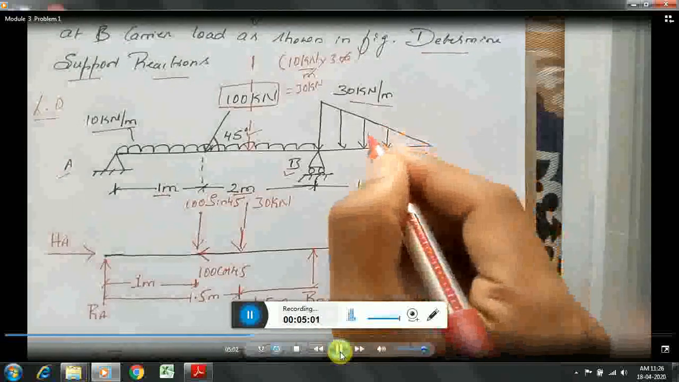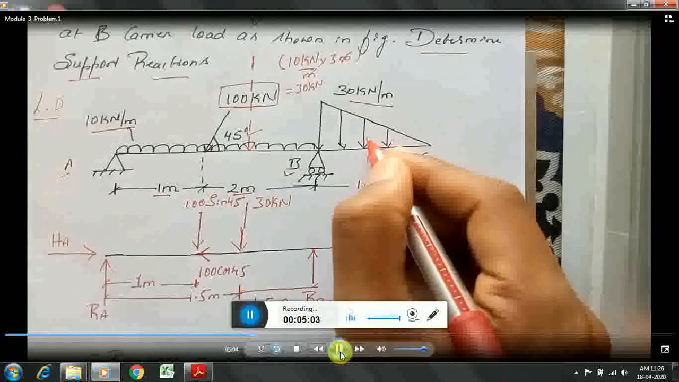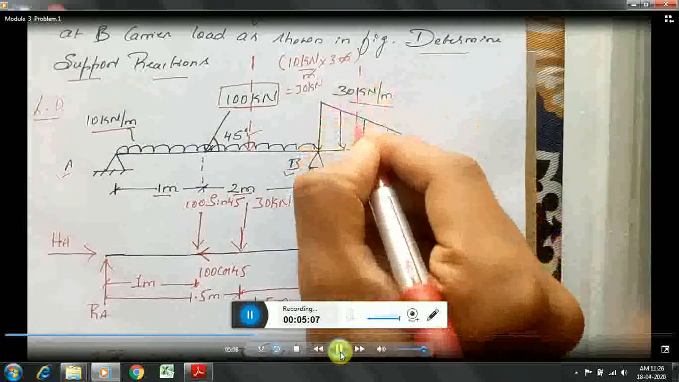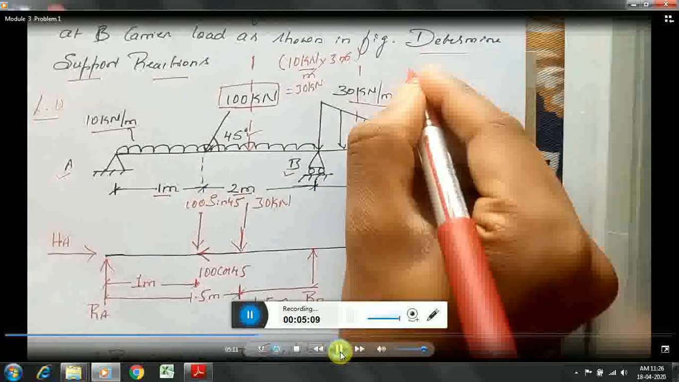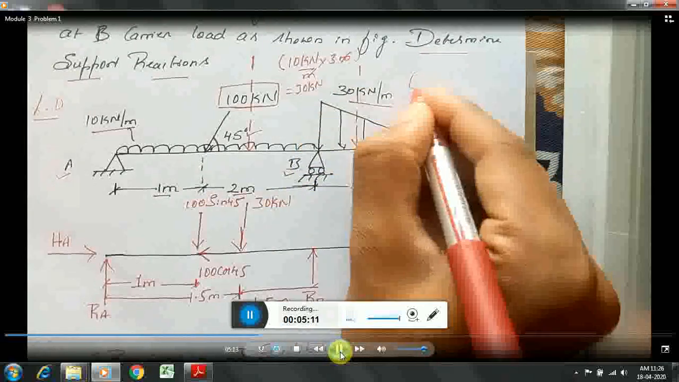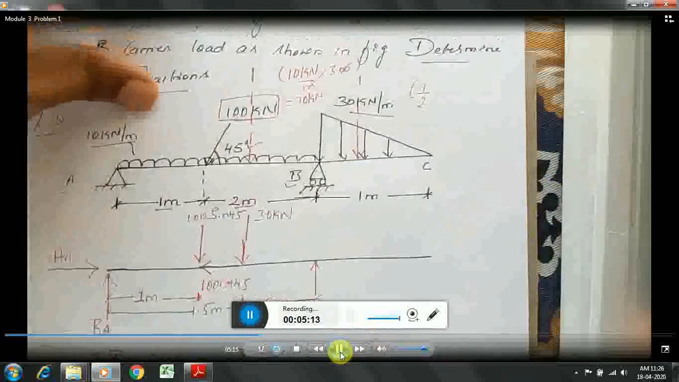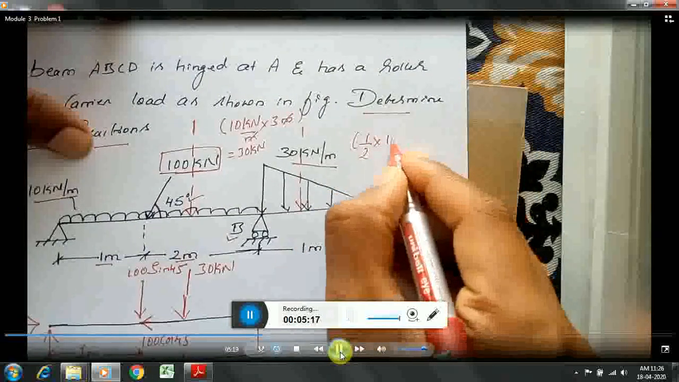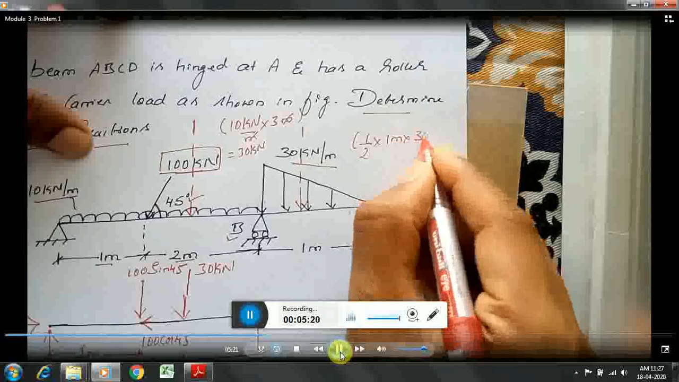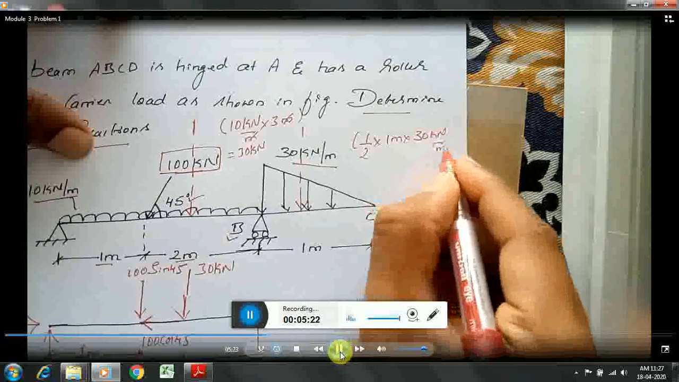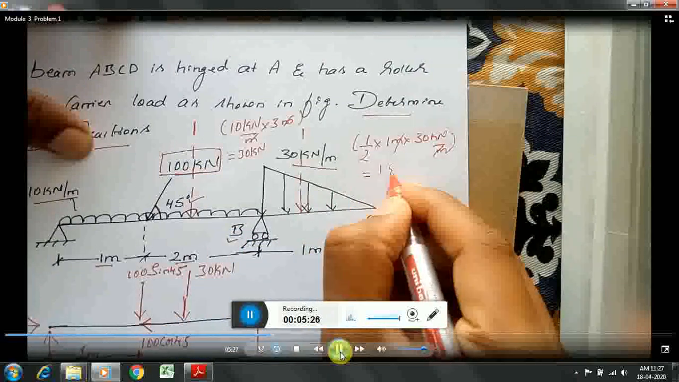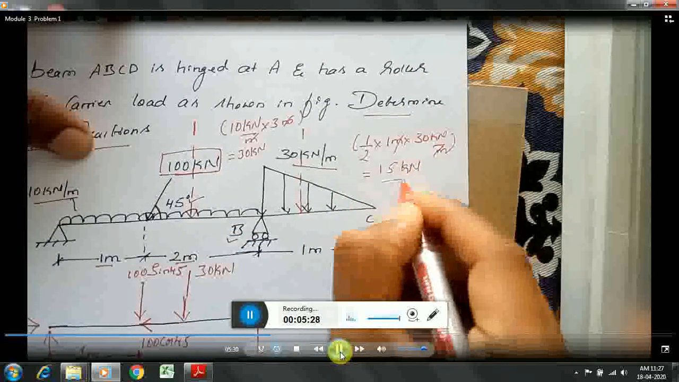Then I can convert this uniformly varying load into a point load. The area of the triangle is half into the base, which is 1, into 30 kilonewton per meter. Meter and meter will cancel. 30 divided by 2 is 15 kilonewton.